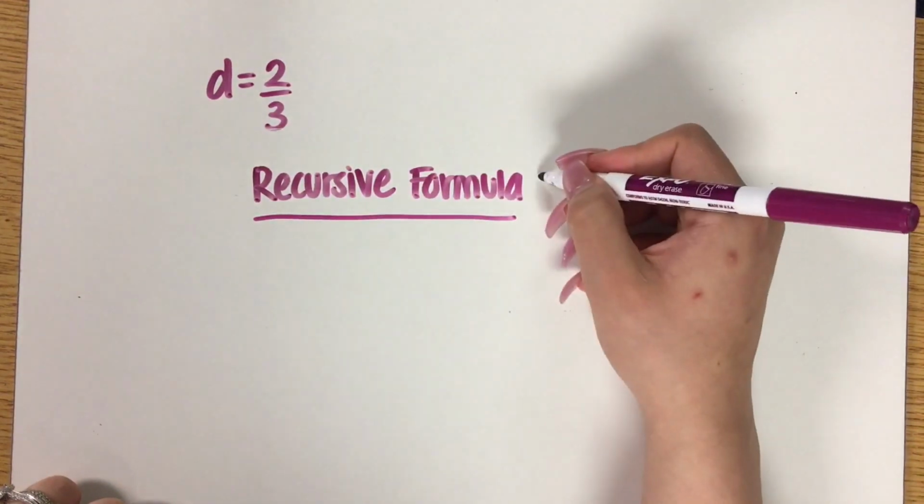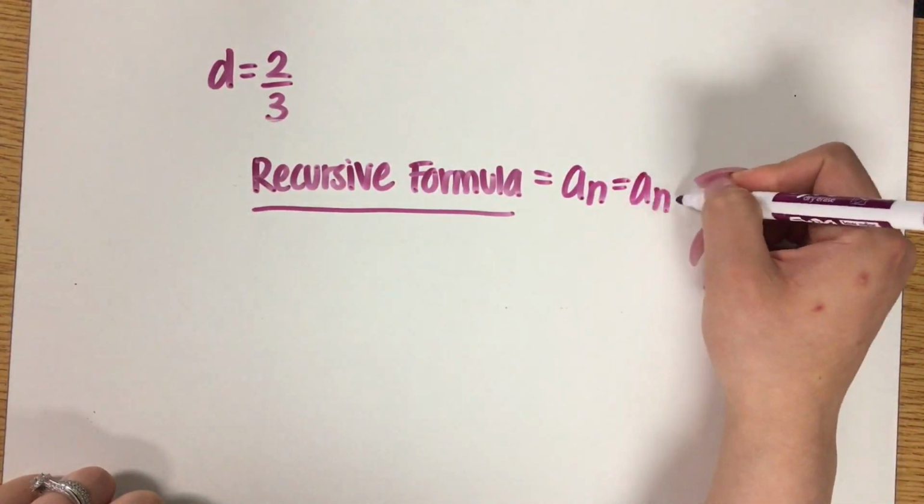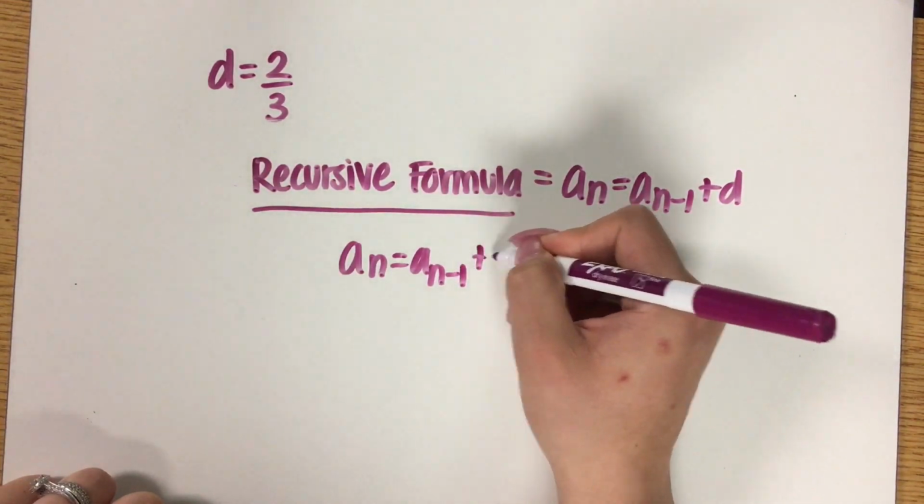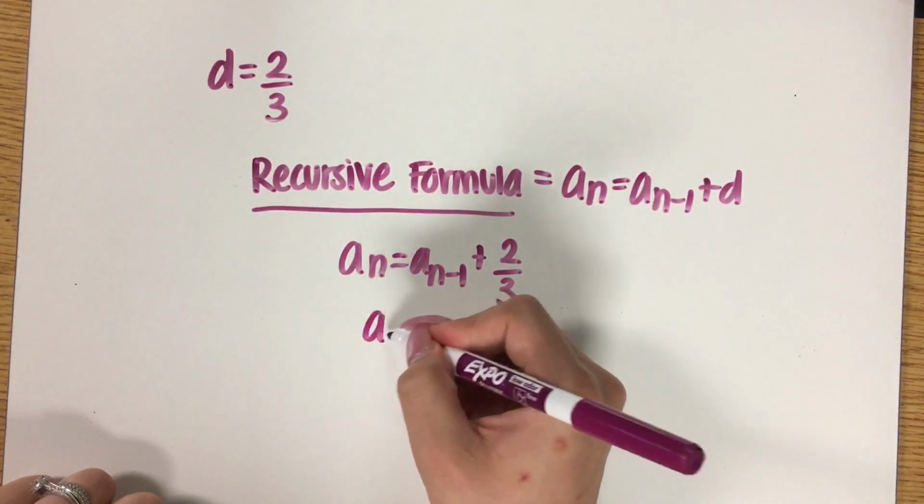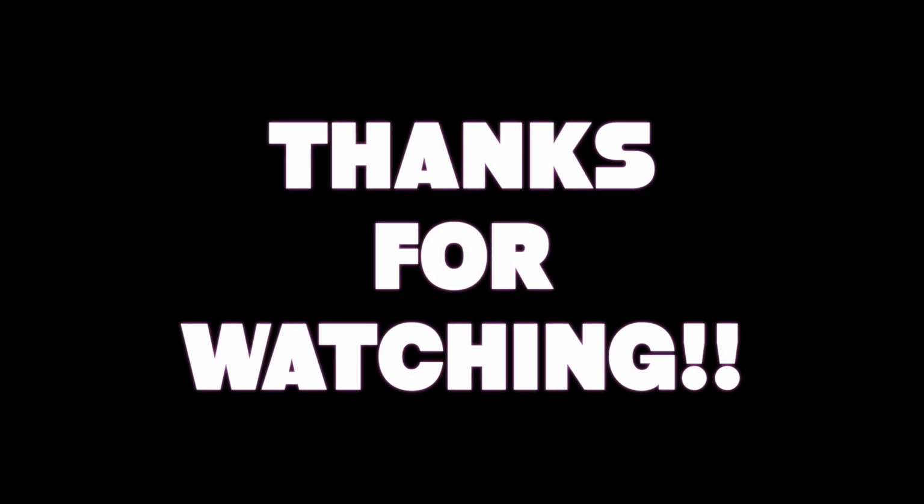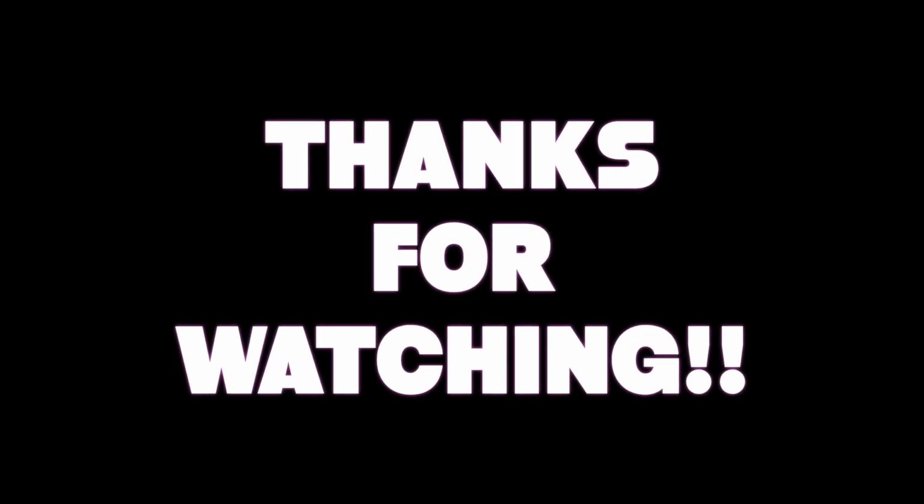Plug in the common difference into the recursive formula. You will need the first term in the sequence so you can start at the correct place. That is how you find explicit and recursive formulas of arithmetic sequences.